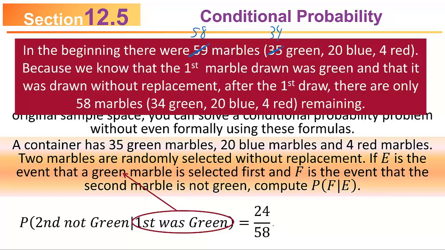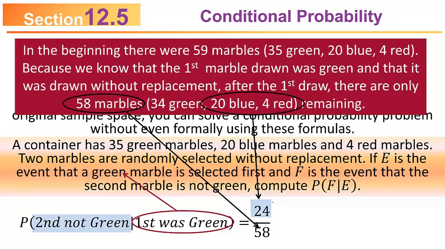The denominator is simply the count of how many marbles were left, and the numerator is the number of marbles not green, and you can see that there are 20 blue and 4 red, and 20 plus 4 is 24. So there were 24 non-greens to choose from. So the probability is 24 over 58, non-greens over total marbles left. And it's 58 instead of 59 because you were drawing without replacement. If you want to reduce that, you can reduce it to 12/29, but WebAssign really doesn't care.